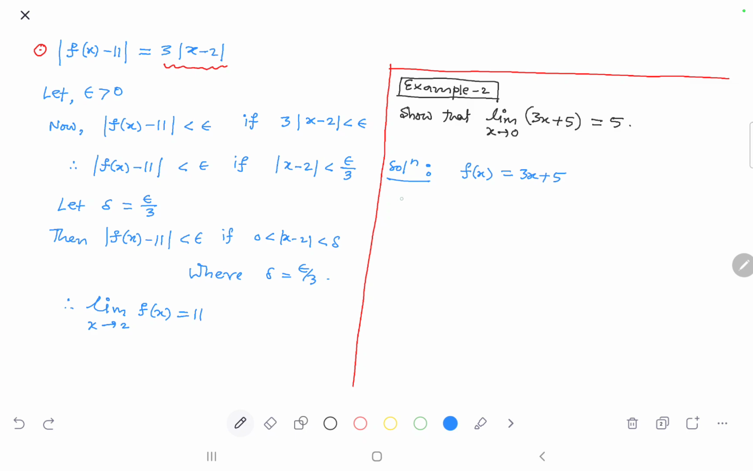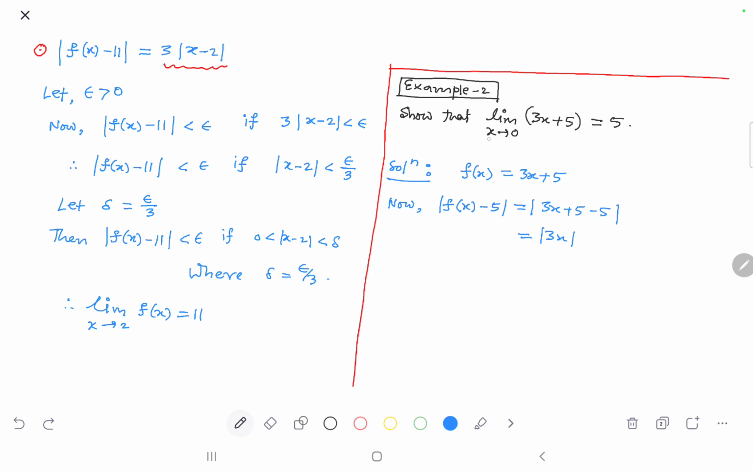Now what do we do? As I told you, first you have to calculate the absolute value of f(x) minus 5. So what is this? The absolute value of 3x plus 5 minus 5. Then what we get is the absolute value of 3x.